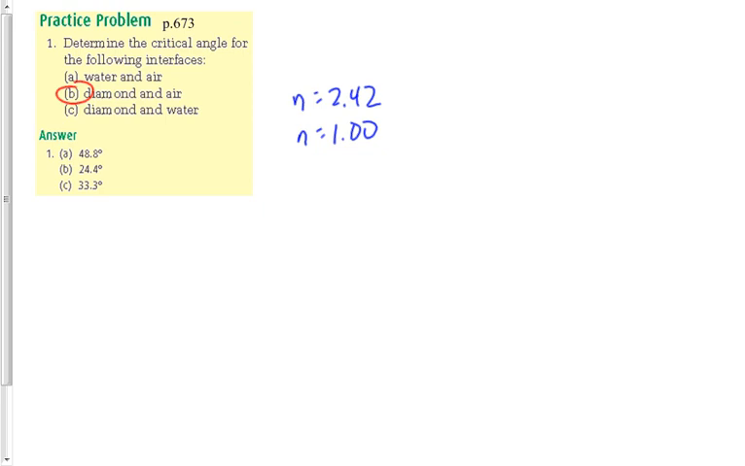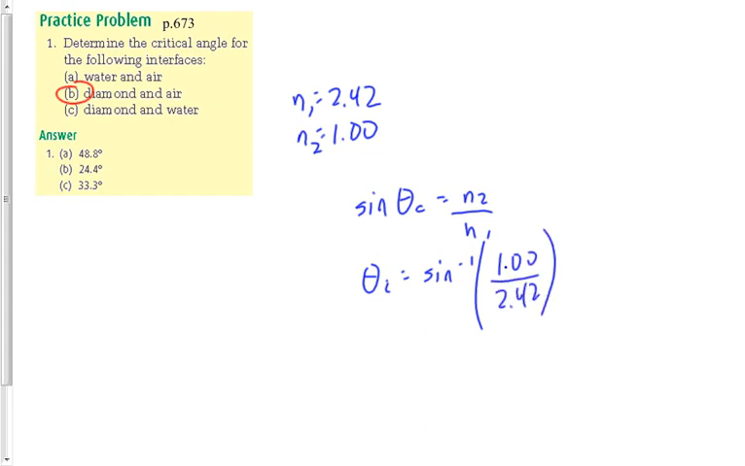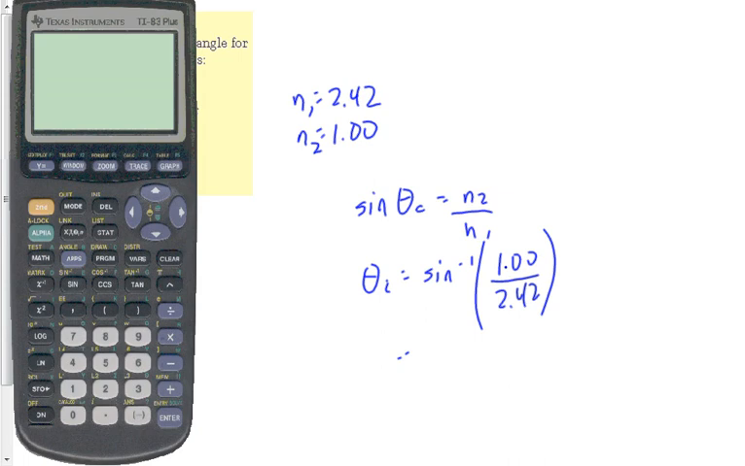Okay, that means that N1 is going to be diamond, from diamond to air. We're going to say sine theta 1 or sine theta c over sine 90, which is just 1, is equal to n2 over n1. We're going to say theta c is equal to the inverse sine of 1.00 over 2.42. So let's pull out our calculator and do this as a group here quickly. The inverse sine of 1 over 2.42.